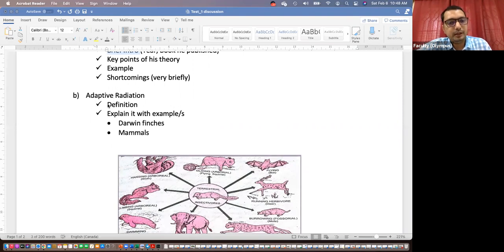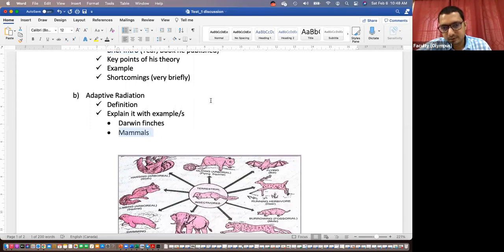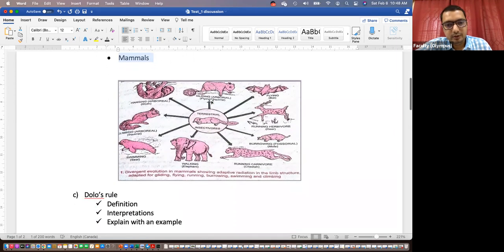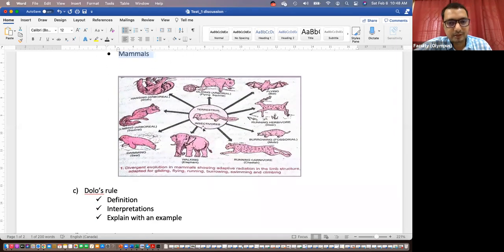And most importantly, you explain it with examples. You can take Darwin finches as examples because most of this is focused on that. But if you want more human relevant, take the example of mammals. I'm going to provide you the structure. So an image like this is useful, a simple image like this.